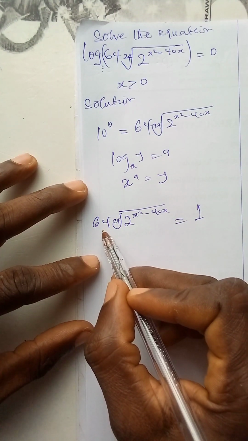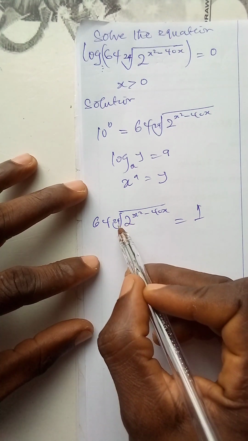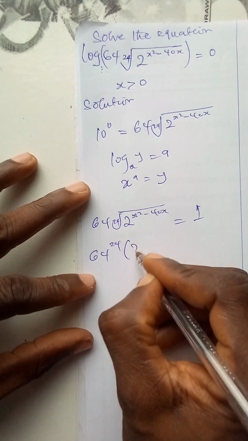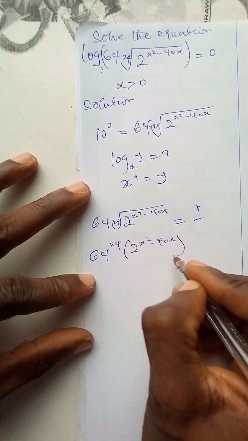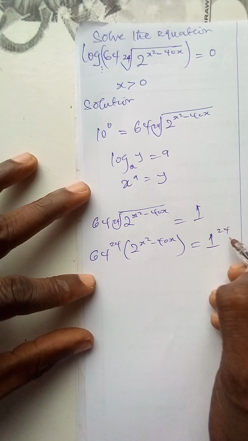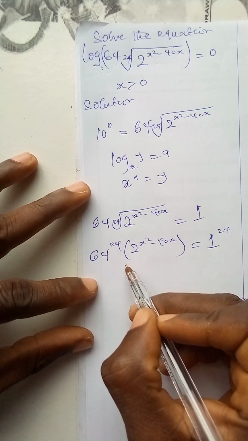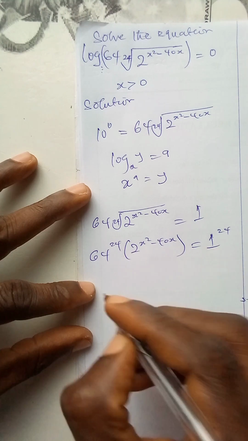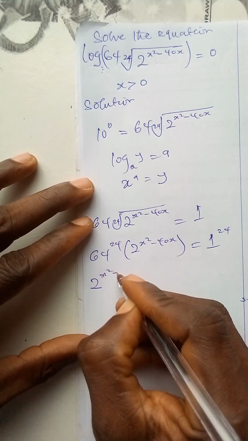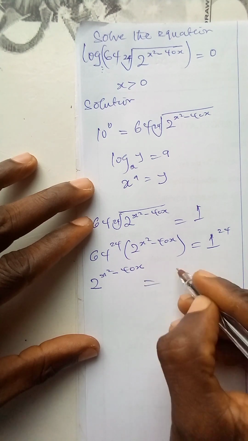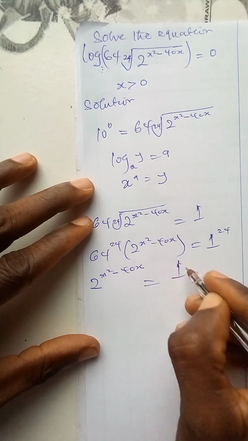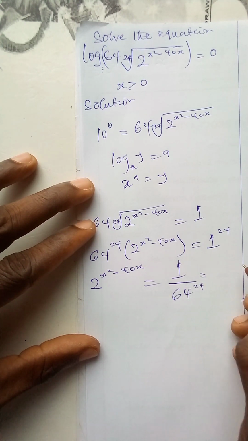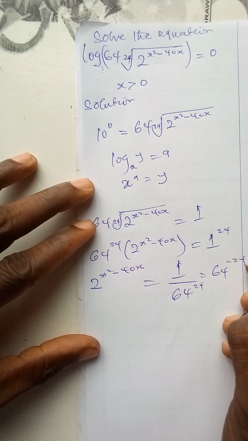I now need to raise both sides of the equation to power 24. That becomes 64 to power 24 will now be 2 to power x squared minus 40x equals to 1 to power 24. Having done this, we now need to divide both sides by 64 to power 24. It becomes 2 to power x squared minus 40x equals 1 to power 24, which is 1, so 1 over 64 to power 24. And this can be written as 64 to power minus 24.